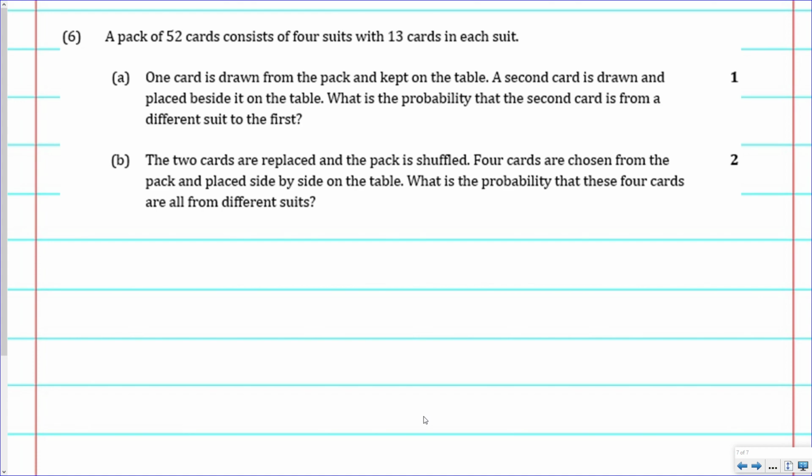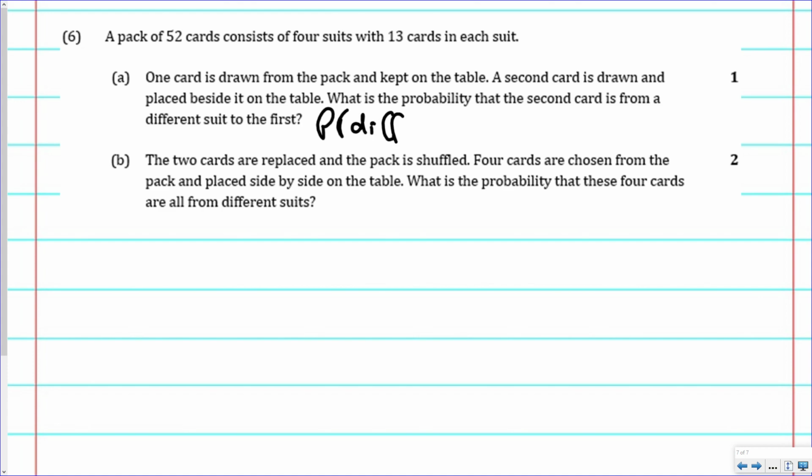A pack of 52 cards consists of 4 suits with 13 cards in each suit. One card is drawn from the pack and kept on the table. A second card is drawn and put on the table. Find the probability the second card is from a different suit to the first. So what we're trying to do is find the probability that it's different to the first.